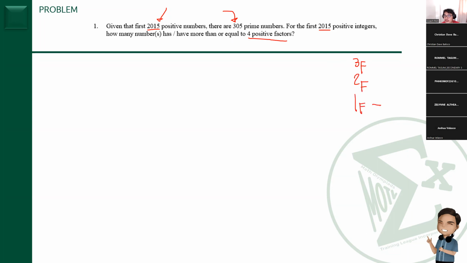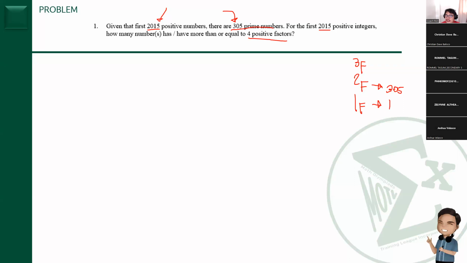What number has 1 factor? There's one, like literally one. One is divisible by one. End of story. 2 factors. What kind of number has 2 factors? Prime numbers, because by definition, primes are divisible by one and the number itself. So they actually gave us the number of primes. So all right, 305.